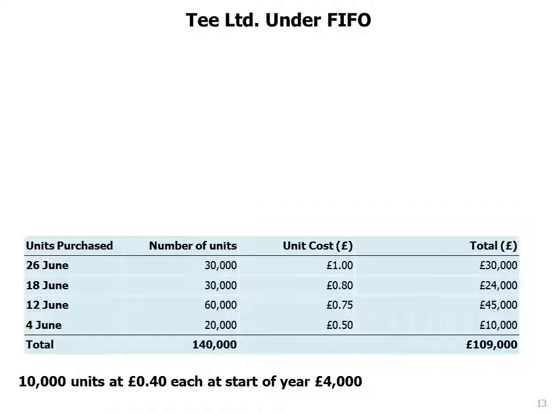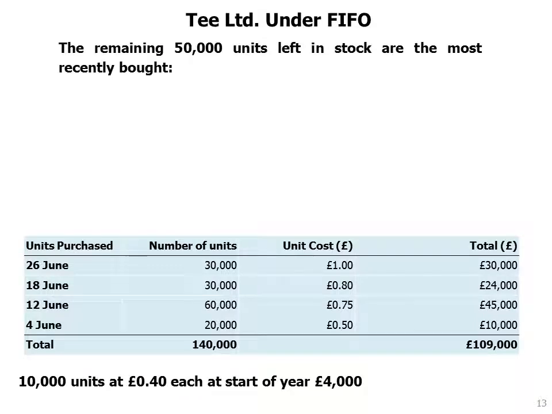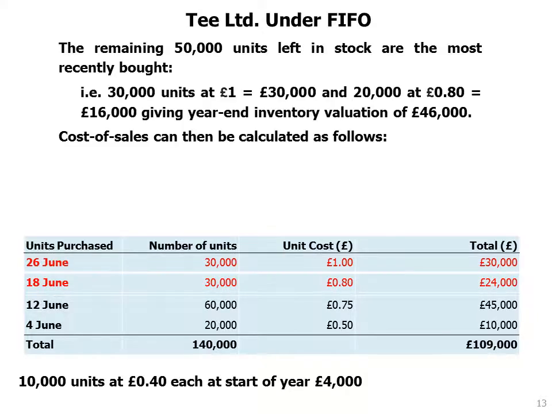So we'll start under FIFO. So under FIFO, the first in are the first out. So the first ones bought are the older stock. So they will go through cost of sales, and the ones that are left are the ones that have been bought most recently. So the remaining 50,000 units left in stock after the sale of 100,000 are the most recently bought. And if we go back through the purchase history, we can account for that by 30,000 units at £1 each from 26th of June, so that's £30,000, plus 20,000 units at 80 pence, giving £16,000, which gives year-end inventory valuation of £46,000.